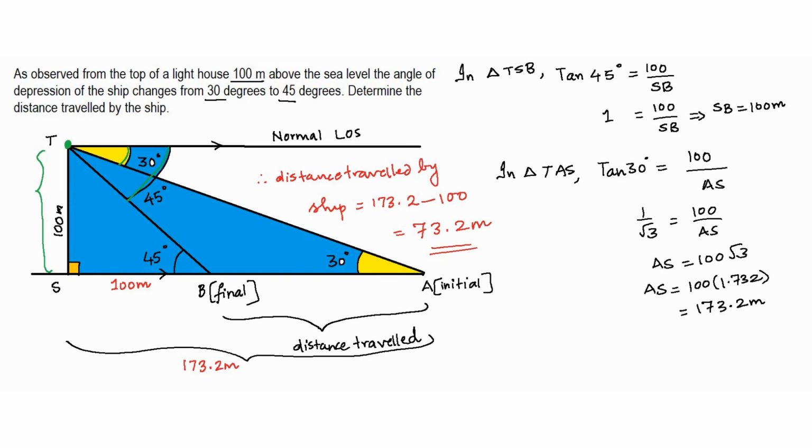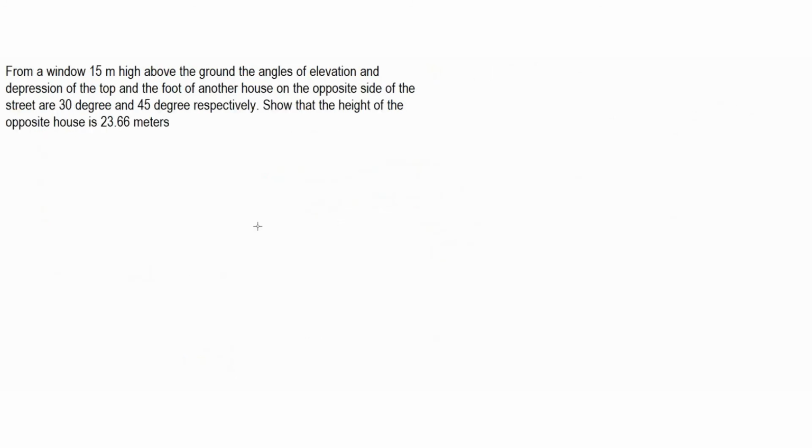Moving on to the next question. Let's take a look at the following question. From a window 15 meters high above the ground, the angles of elevation and depression of the top and the foot of another house on the opposite side of the street are 30 degrees and 45 degrees respectively. Show that the height of the opposite house is 23.66 meters.